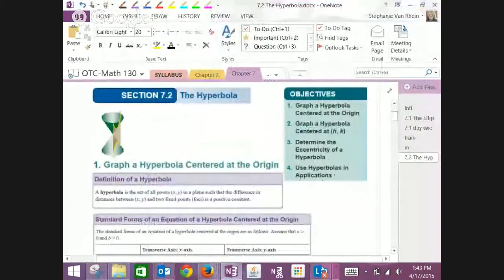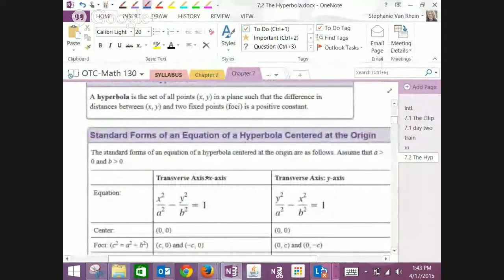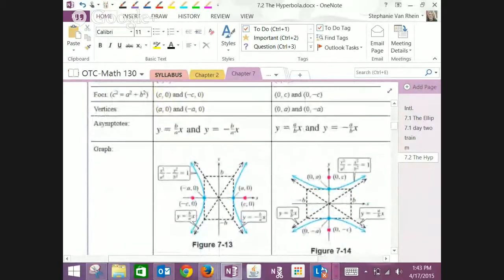On 7.2, we're going to look at the hyperbola, and a hyperbola looks very, very similar. Look at this. This formula is very similar to what we've been dealing with, right? Except it's not adding, it's subtracting. So if we change the sign in front of either the x or the y, we don't get an ellipse, we get a hyperbola. And a hyperbola either opens left or right or up and down. And there's going to be some things we're going to look at here.